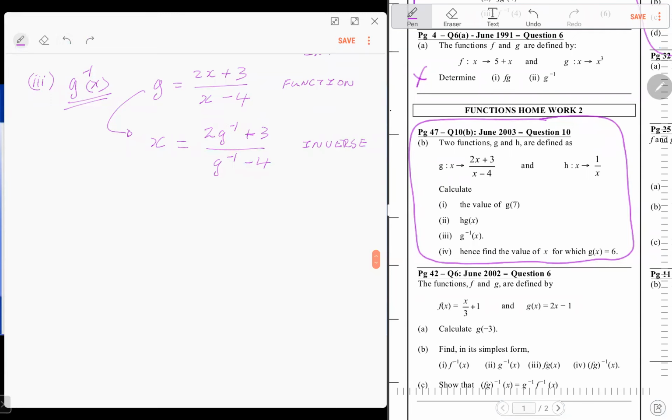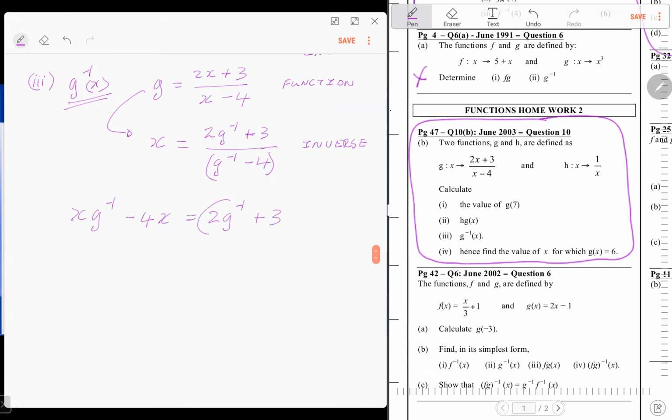So what do we do to make the g to the minus 1 the subject when we have this rational function? First, we're going to multiply this entire denominator across by the x. When you do that, we're going to end up multiplying the x times this and the x times that. So we get x g to the minus 1 minus 4x equals 2g to the minus 1 plus 3.